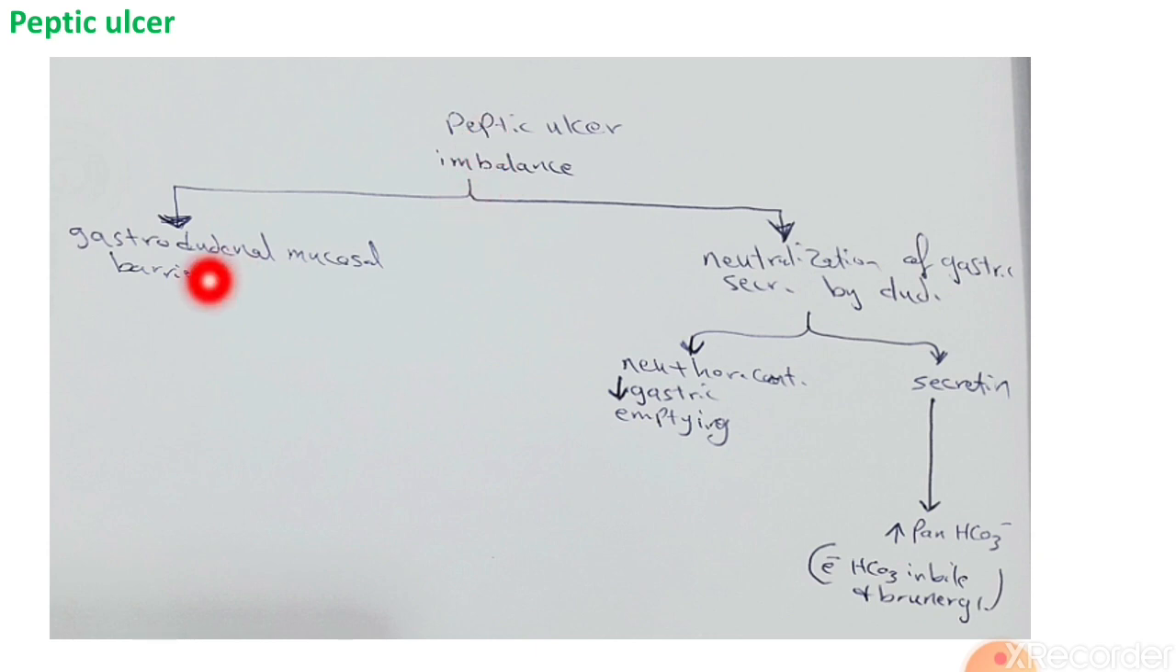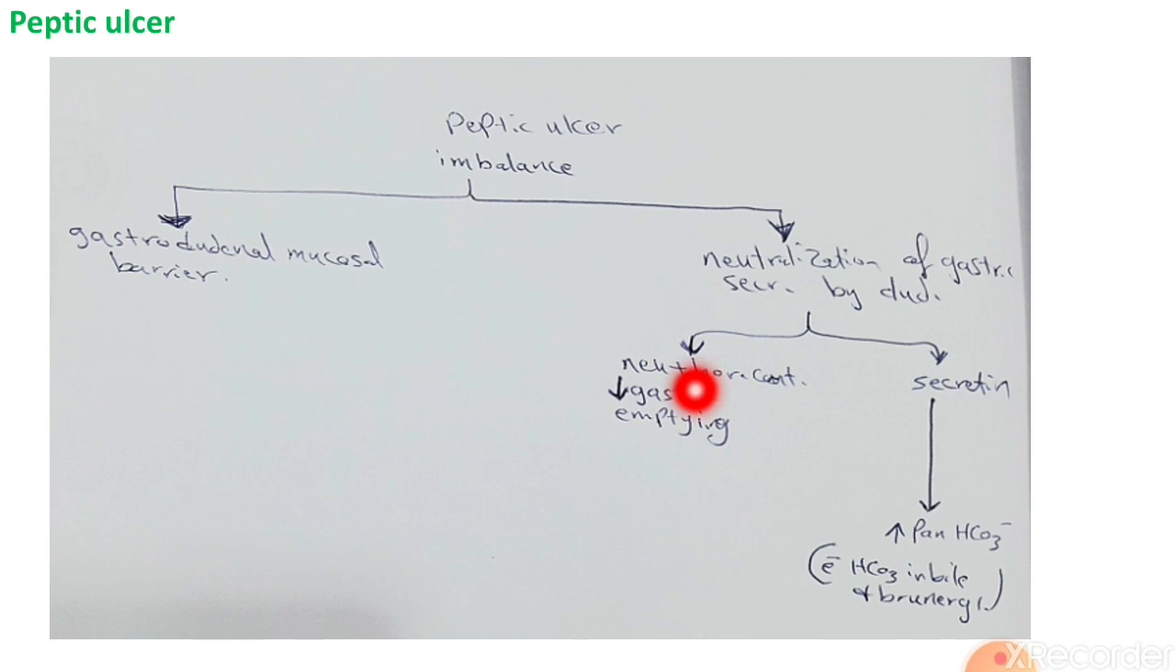As we said, damage in the mucosal barrier causes gastritis, and gastritis, if it stays for a long time, causes peptic ulcer. Also, there is neutralization of gastric acid secretion. As you know, the duodenum plays an important role in neutralization of gastric acid secretion. How? As you know, we have the neural and hormonal control of the duodenum.